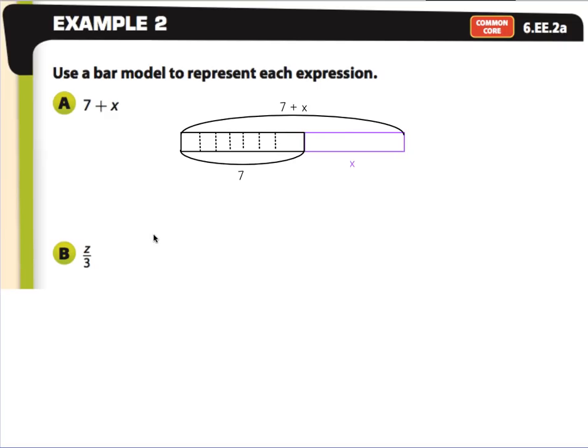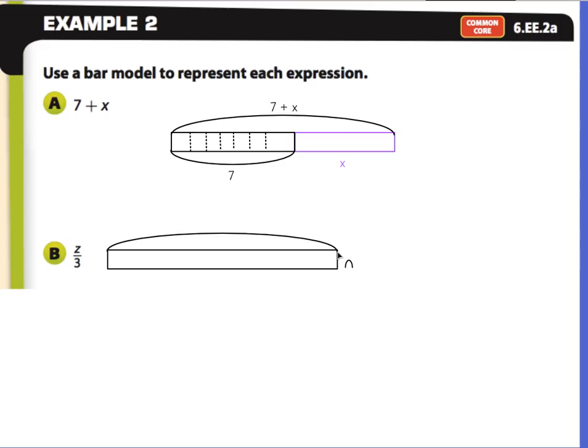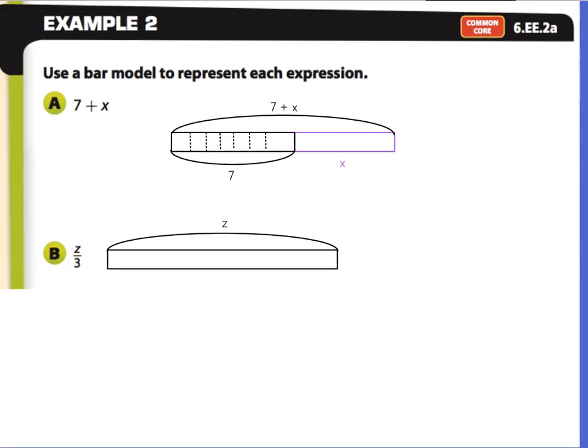Now, for the next one, it's a little different because you have z and it's being divided by 3. So the difference here is that I have z as my whole thing. This whole thing right here is z. So I'm going to show that using my fancy little tool, and writing it in. And now I'm going to show that it's being divided into 3 pieces. And I'm going to do that with my dotted line again.